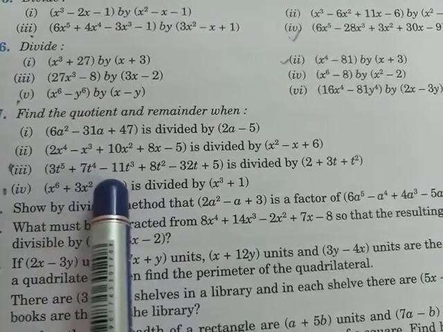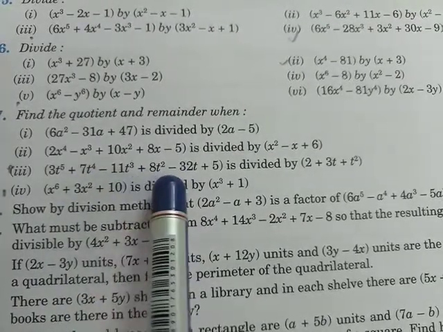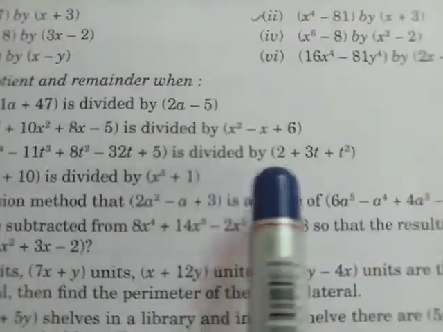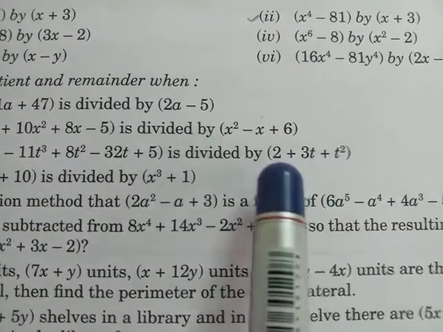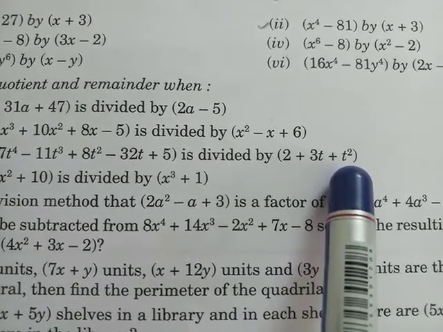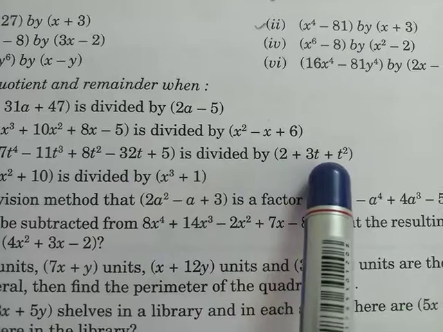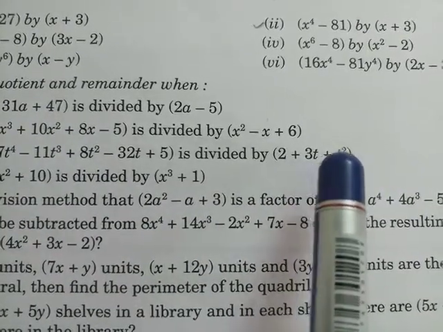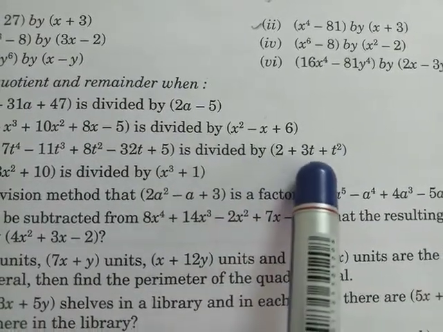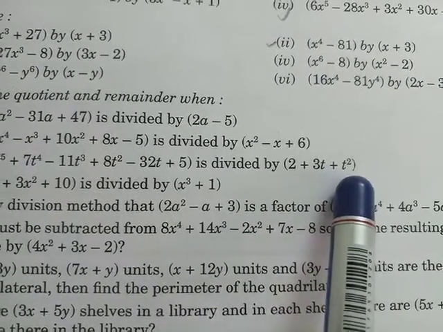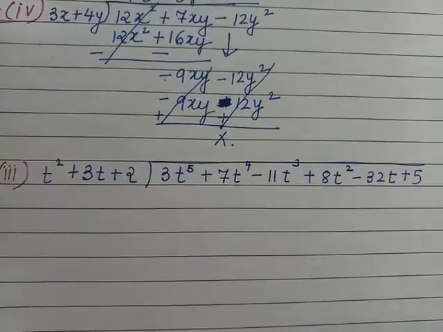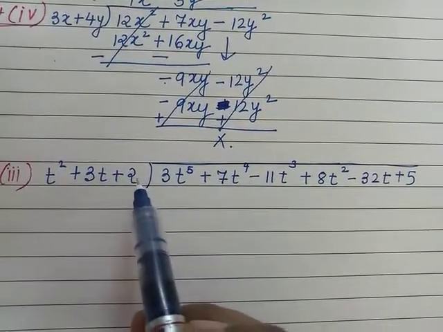3t to the power 5 plus 7t4 minus 11t cube plus 8t square minus 32t plus 5 is divided by 2 plus 3t plus t square. Children, I told you, firstly check whether the given algebraic expressions are in standard form or not. Here we have the divisor in ascending order. So firstly we arrange it in descending order. That means we write the highest power of the variable first, then power t, and then the last is the constant. So we rearrange the divisor and then we divide. So I have arranged the divisor and then I have written it.